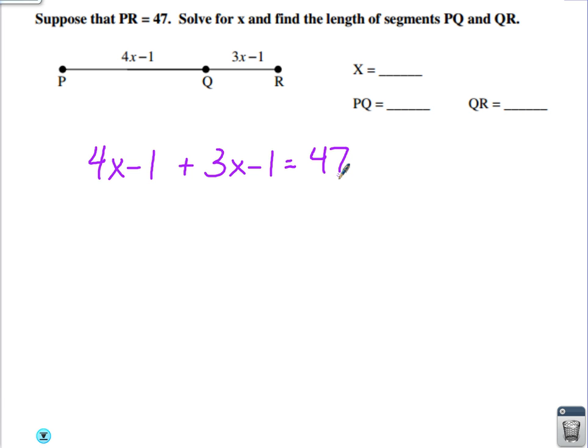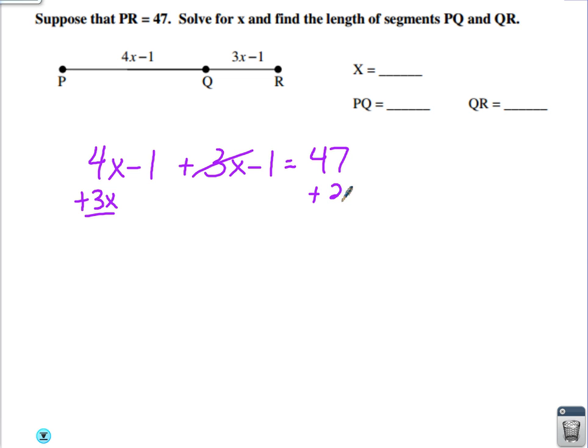And on this one, it's actually asking you to solve for x. So they want you to give x, and they want you to give PQ and QR. Let's keep our x's together. Since we have 3x already over here, let's put it with the 4x's. Mark it out. Minus 1 and minus 1 move to the other side.